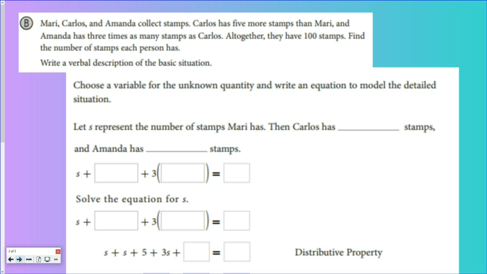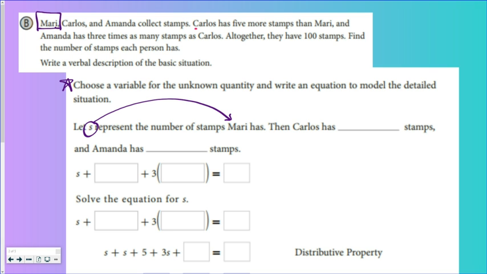Mary, Carlos, and Amanda collect stamps. Carlos has 5 more stamps than Mary, and Amanda has 3 times as many stamps as Carlos. Altogether, they have 100 stamps. Find the number of stamps each person has. So the first thing we have to do is choose a variable for the unknown quantity. Well, our unknown quantity in this situation is Mary. This word problem gave us no information about her. So we're going to let S represent the number of stamps that Mary has.